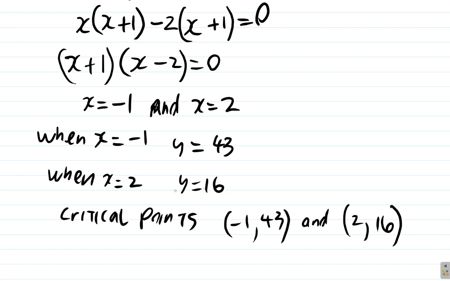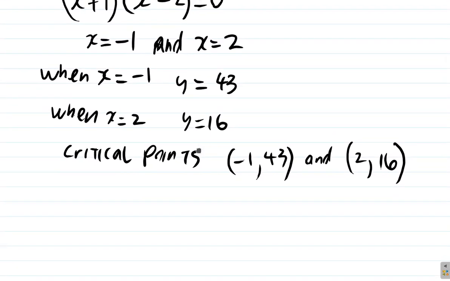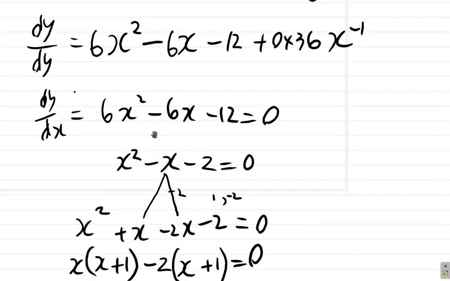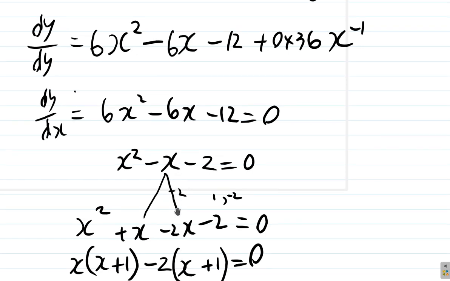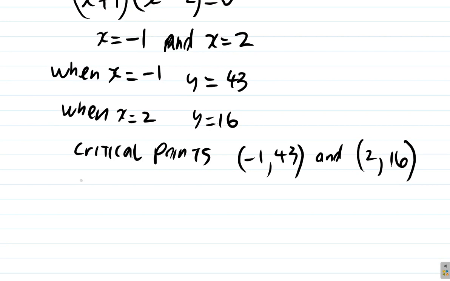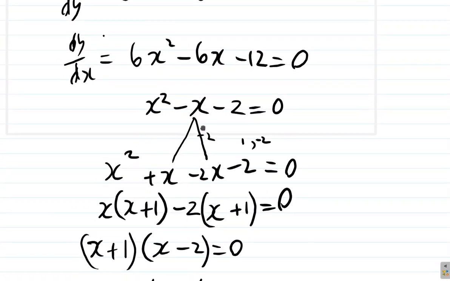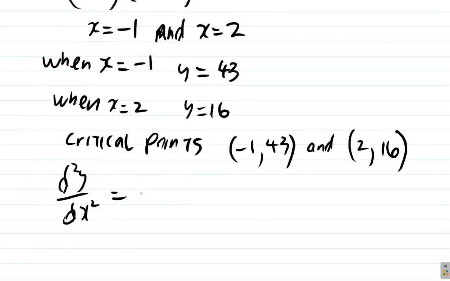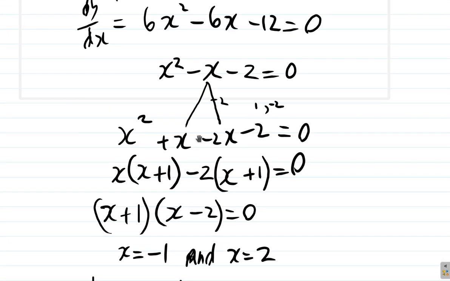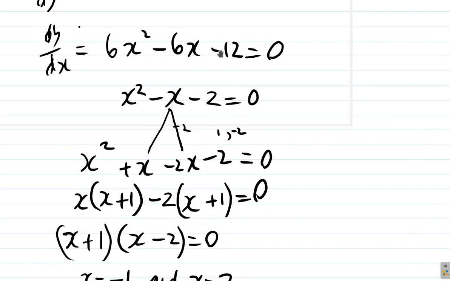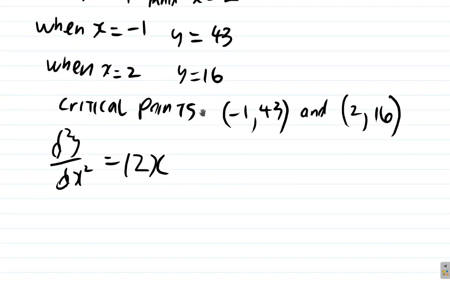Now, we want to find out the nature of the critical points. Here, what we're going to have to do is differentiate what we got when we differentiated dy by dx. Right? So you do a second derivative. So d squared y by dx squared is equal to 6x squared, when you differentiate that, 2 6s are 12, x is going to be 12x, and then minus 6, and when you differentiate negative 12 you get 0, so it's 12x minus 6 that you have after this.